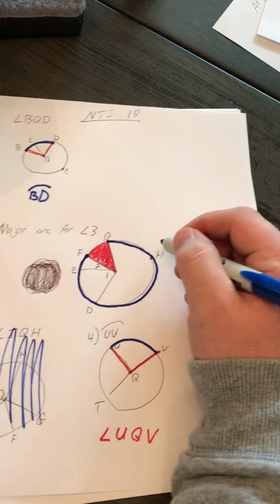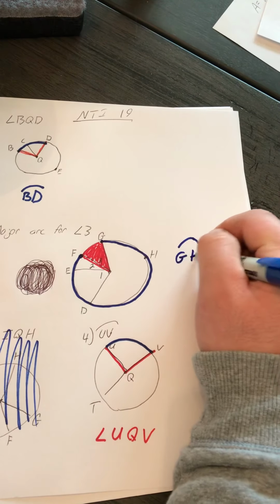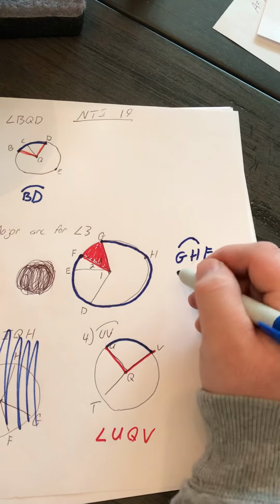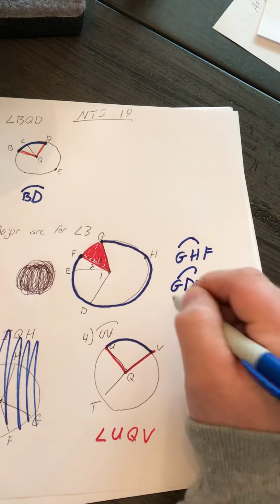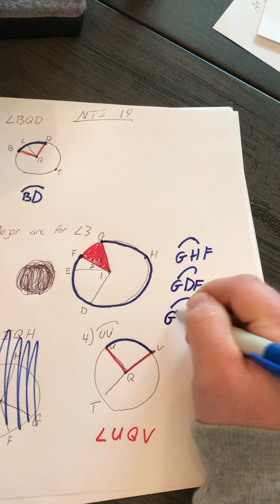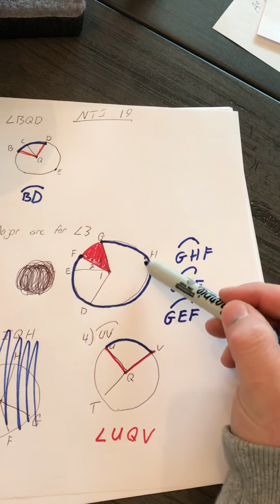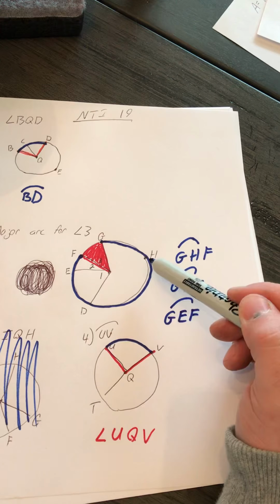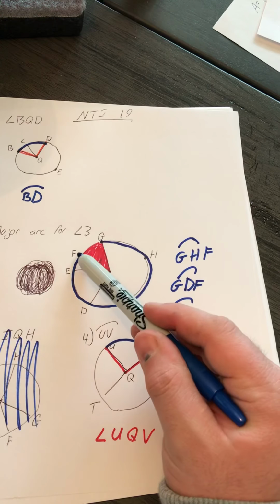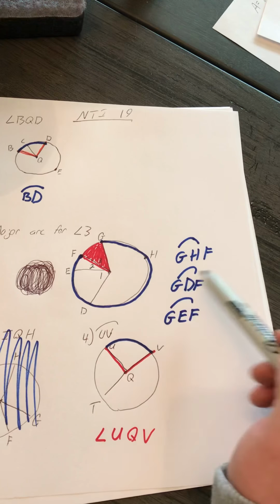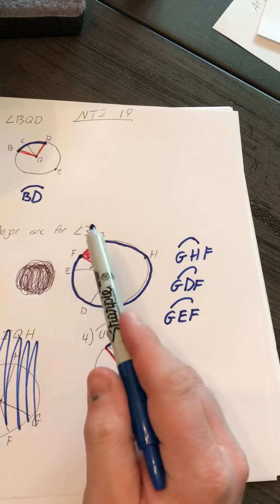I can name it arc GHF. I can name it arc GDF, or I can name it arc GEF. All of those are the same because they're all just a point kind of in the middle. See, H, D, and E are all kind of points in the middle, but F and G have to be the two endpoints. Okay, so all those are possible answers here. So if it asks for a major arc, it wants the whole thing around the outside. Okay.